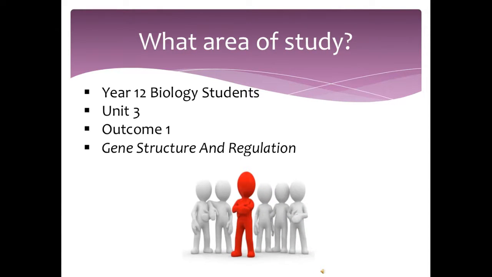So the area of study I was allocated to plan was Unit 3, so they are Year 12 students. Outcome 1, titled Gene Structure and Regulation. This particular area of study is generally considered a little more difficult for students to learn in comparison to other areas of the biology curriculum. This area of study introduces many new words and concepts that are actually quite difficult to imagine or visually represent in students' minds.